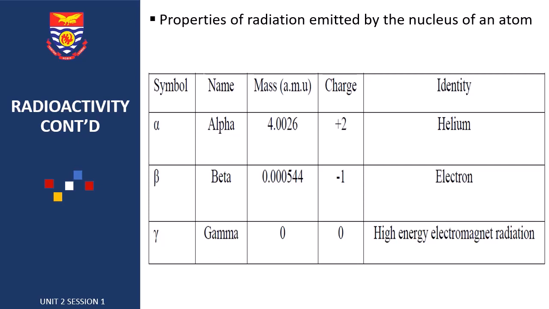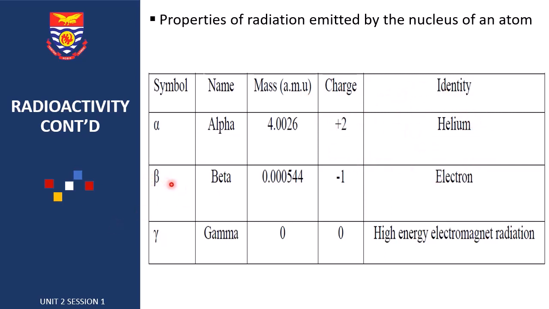You have the alpha particle, which is symbolized as alpha, and the atomic mass is 4.0026 atomic mass units, and it has a charge of +2, and is identified as a helium atom.